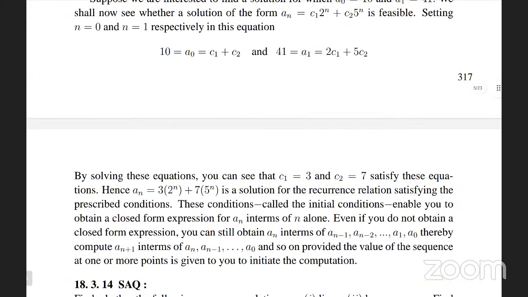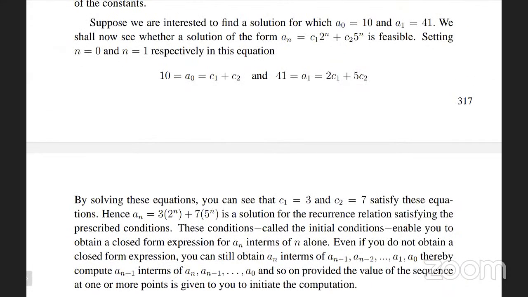Everybody understood or not? Do you have any doubt? You can raise it. All understood? Sir. Hello, do you have any doubt? Doubt, sir. Up to here.